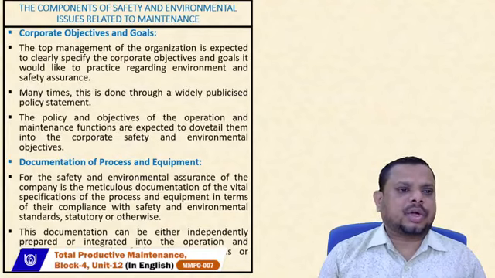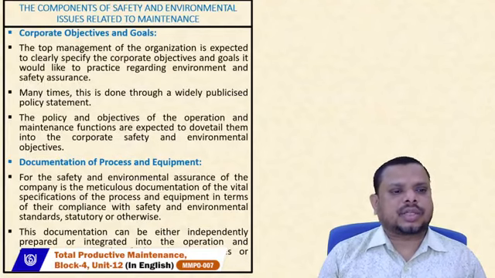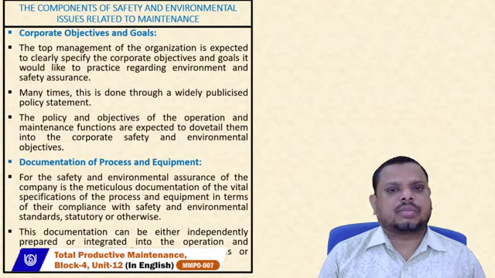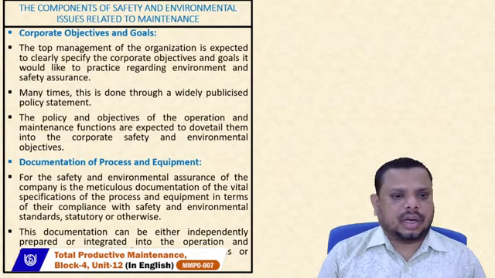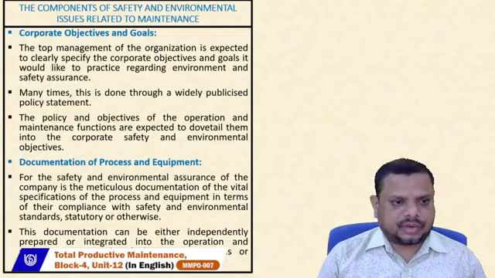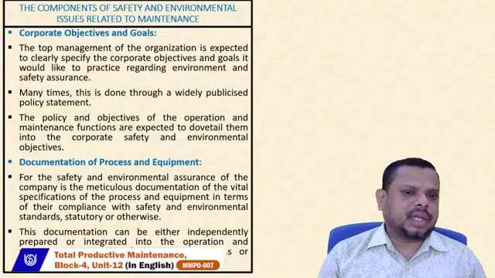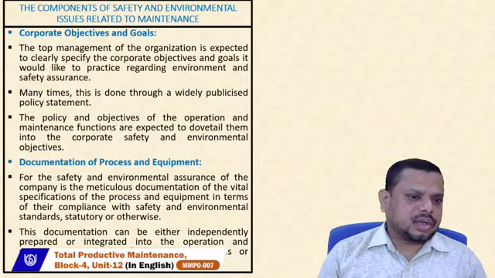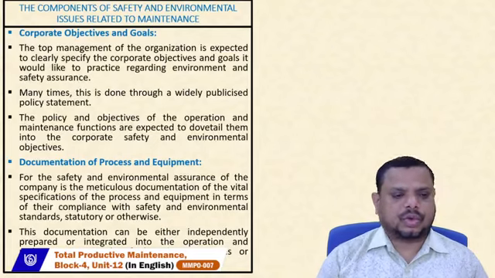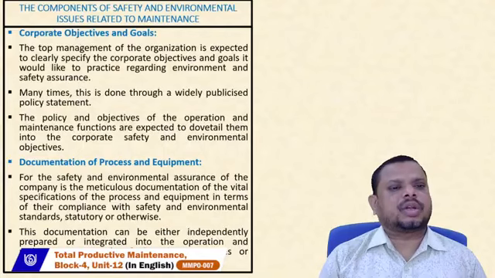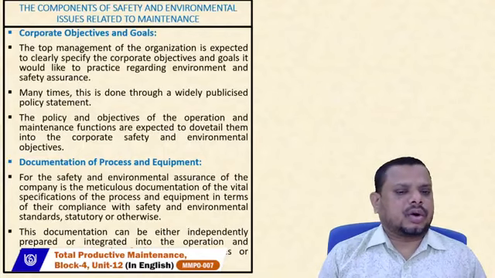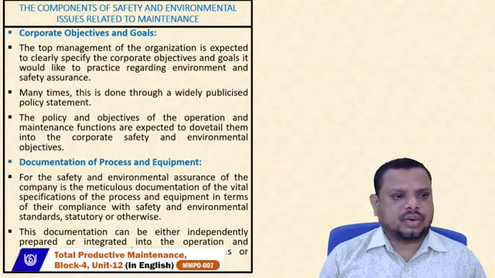These are the common objectives of organizations, and in most cases the top level of management defines these objectives, and they are circulated among the middle as well as the functional levels of the organization. So if you go through point number one, the top level of management of the organization is expected to clearly specify the corporate objectives and goals.